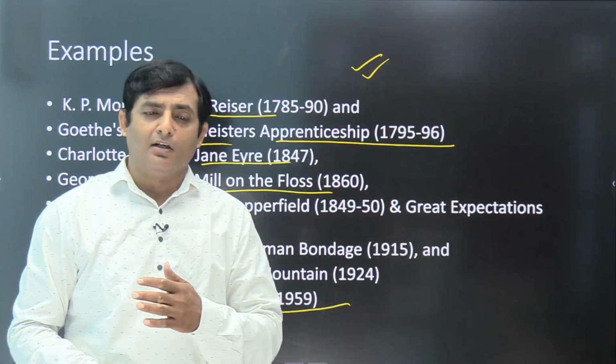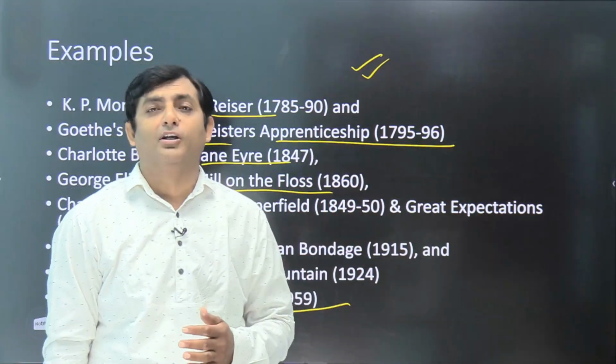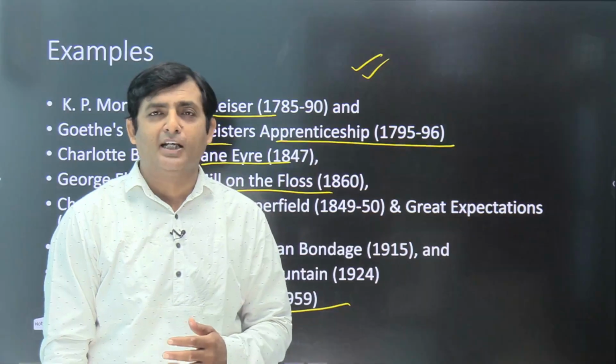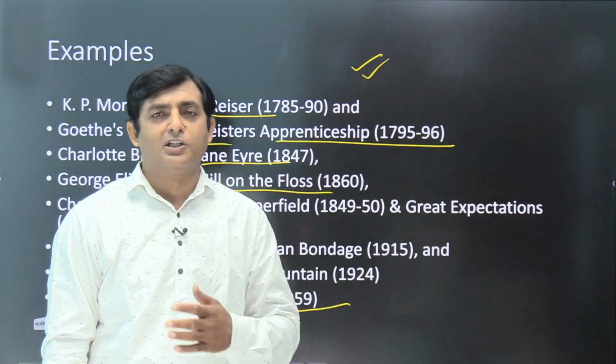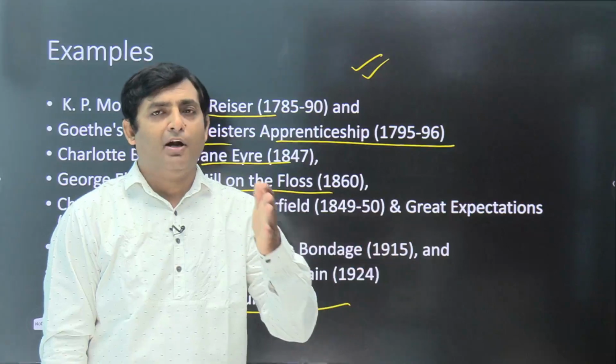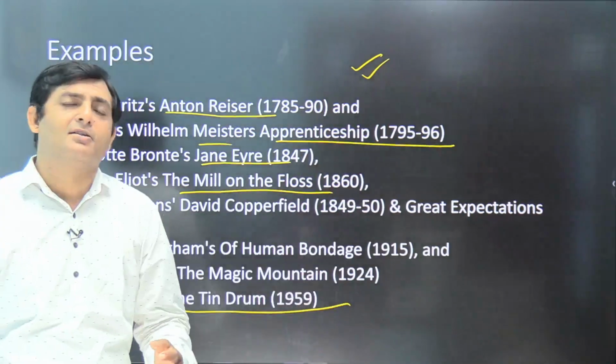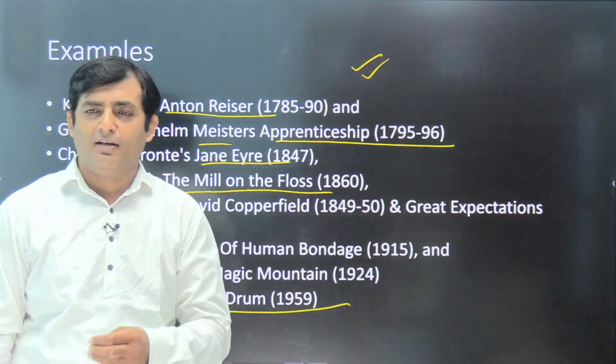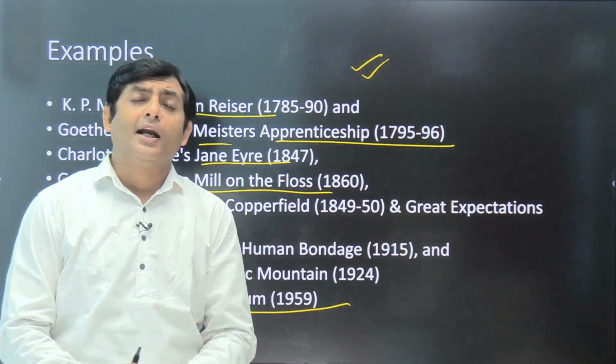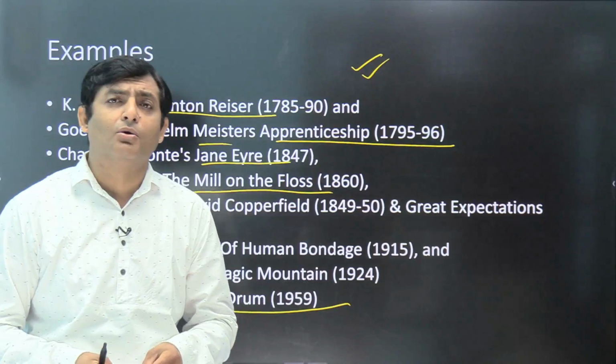These are the important novels of Bildungsroman, important novels that deal with the coming of age story, that deal with the development of the character, the development of the protagonist. Education of the protagonist from innocence to knowledge, from birth to maturity. These are the prime examples of Bildungsroman or Erziehungsroman.